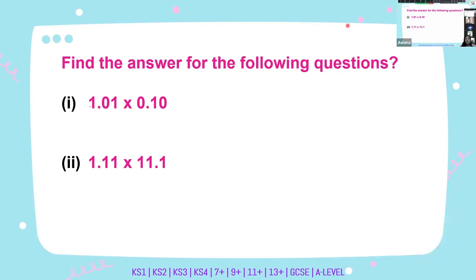So over here, you just have to do 101 times 10, right? Your answer is what? 1010. Two digits over here, two digits over here. So 1, 2, 3, 4. Your final answer would be 0.101.